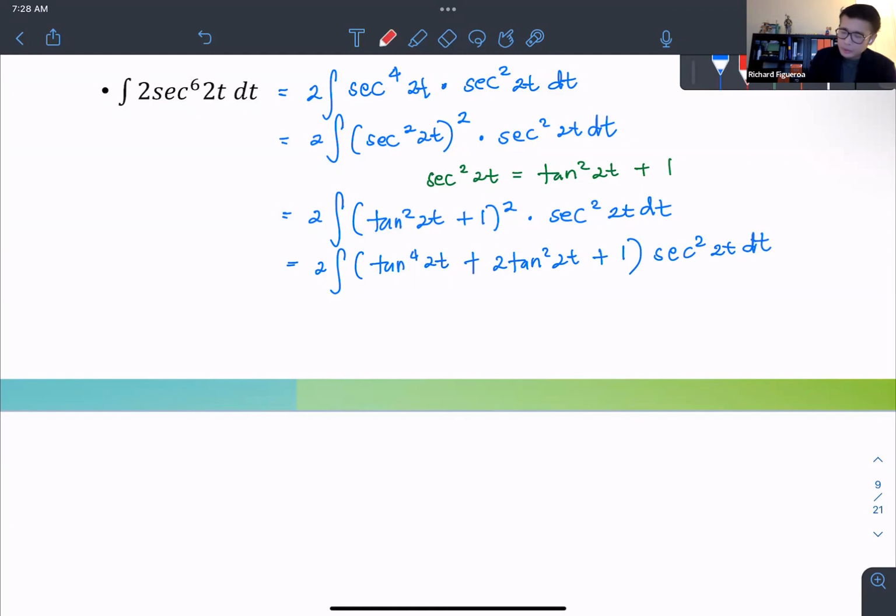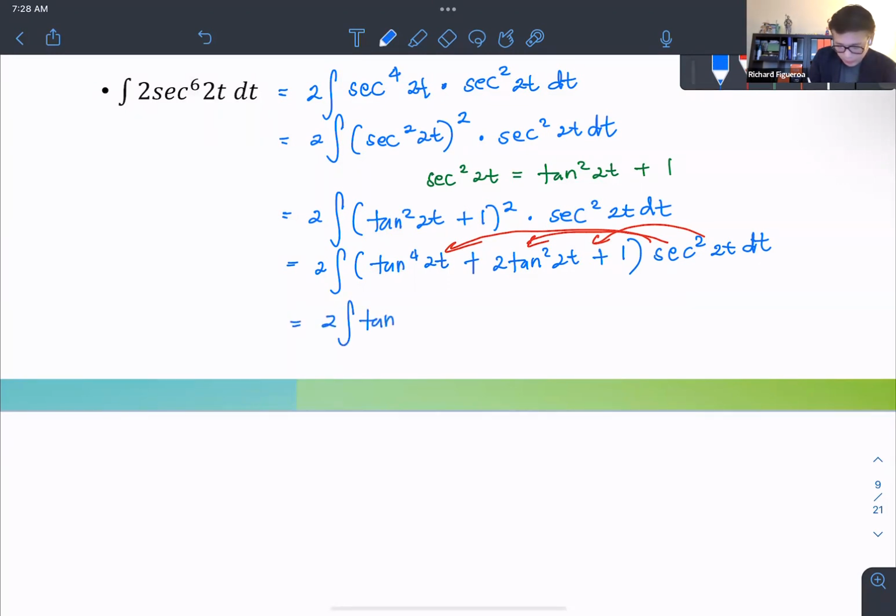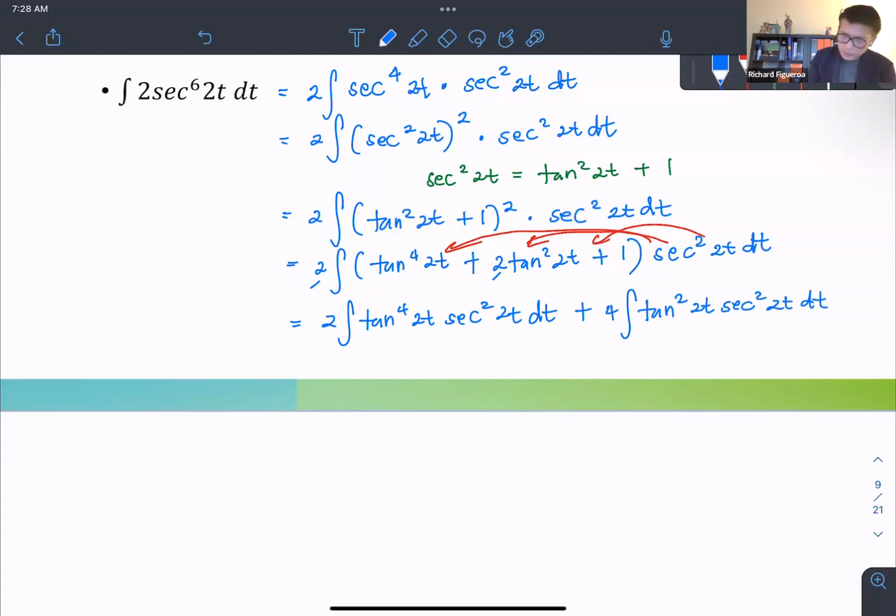This time we're just going to distribute this to the 3 terms. I'll do it directly. So this becomes 2 times the integral of tangent to the fourth 2t multiplied with secant squared 2t dt, plus 2 times 2, that is 4, times the integral of tangent squared 2t secant squared 2t dt. And lastly, plus 2 times the integral of secant squared 2t dt.